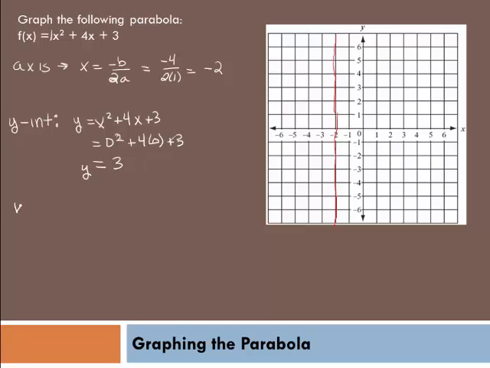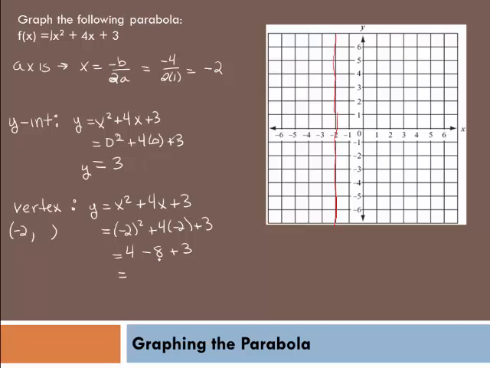And then I find the vertex. Now I already know the x coordinate is negative 2. I just need to find that y coordinate. So again, setting the equation equal to y, I plug in negative 2, I square it, plus 4 times negative 2 plus 3. So I get 4 minus 8 plus 3. 4 minus 8 is negative 4, plus 3 is negative 1. So my vertex is the point negative 2, negative 1.